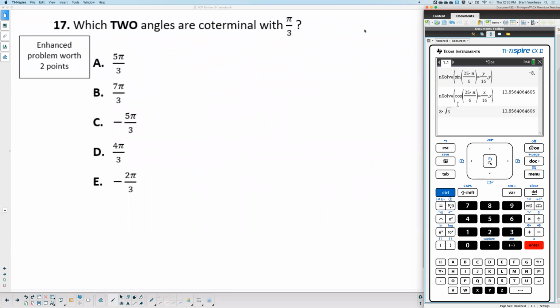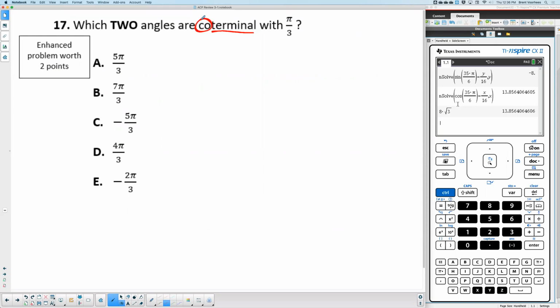So which two angles are coterminal? This one is vocabulary. Coterminal. What does the word terminal mean? End, the ending. Co means together. So they end together.